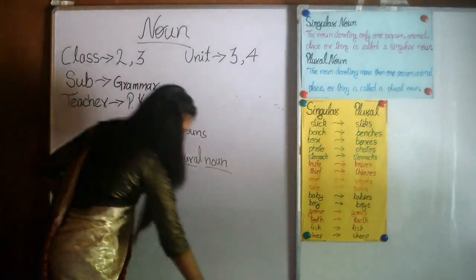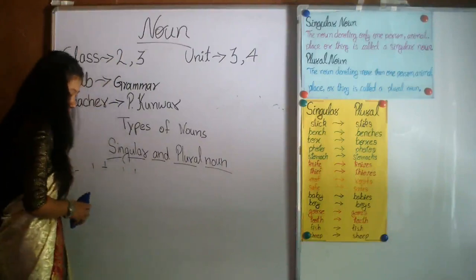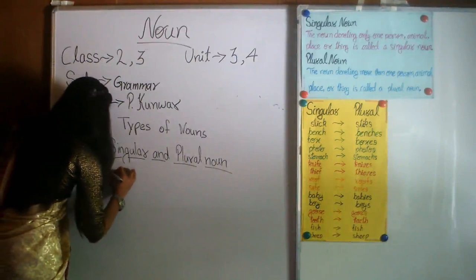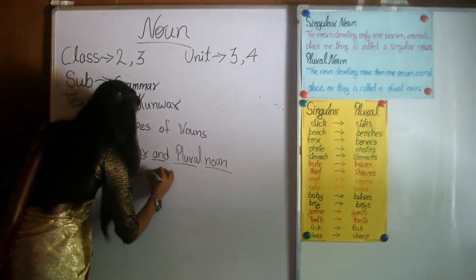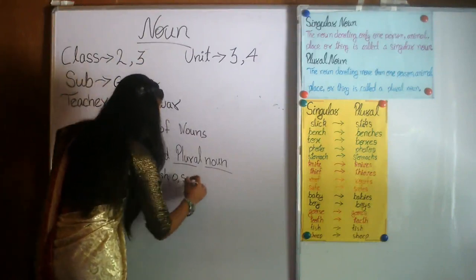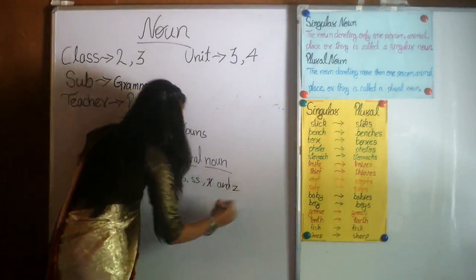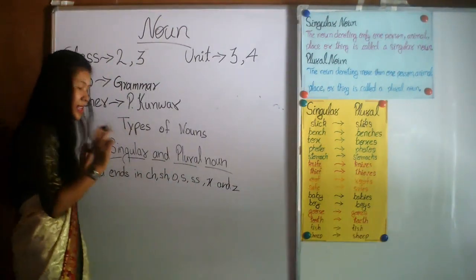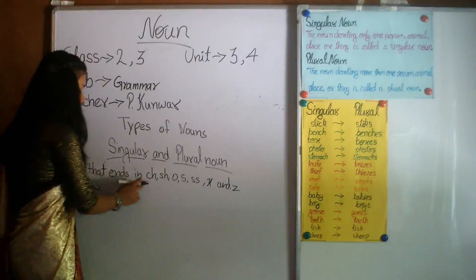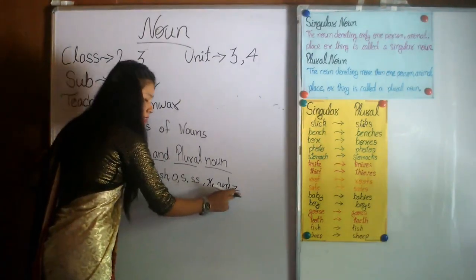Now next rule is we add es to noun that ends in ch, sh, o, s, ss, x, and z. We add es to the noun that ends with ch, sh, o, s, ss, x, and z.